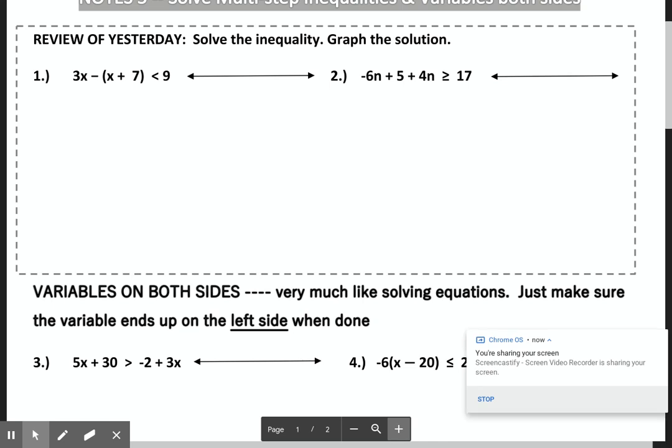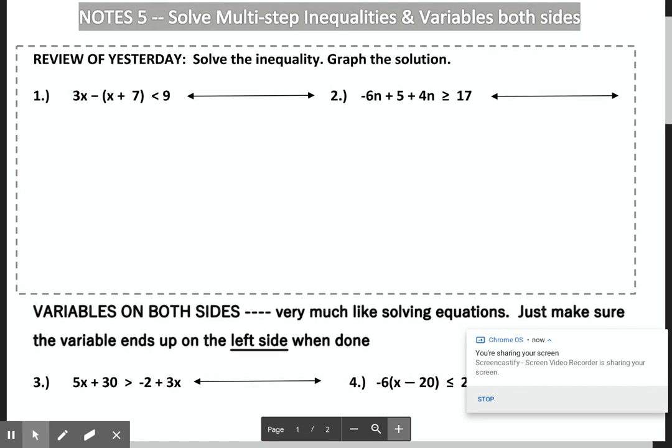We're going to go over Notes 5 today, which is solving multi-step inequalities, which is what we did a little bit of yesterday in Notes 4, and then also variables on both sides. So let's just review what we did in Notes 4 in Assignment 4.